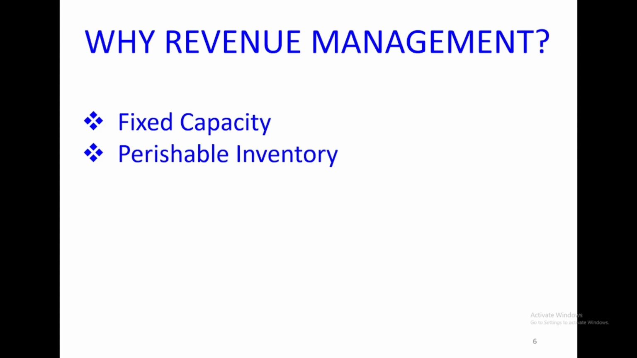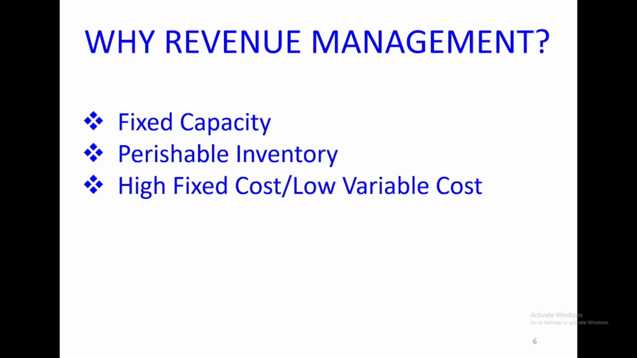Perishable inventory. Another very important characteristic of the hotel product is perishable inventory. So, if we cannot sell today, we have no chance to sell tomorrow. It's gone. So, we need to make sure that as soon as we have some vacant room today, we do our best to sell out.